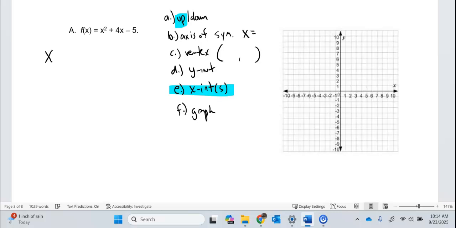So I can get that by going negative b over 2a. In this case, negative b is negative 4 over 2a, where a is the coefficient of x squared. So negative 4 over 2 is negative 2. Axis of symmetry, negative 2. The vertex value for x is negative 2.